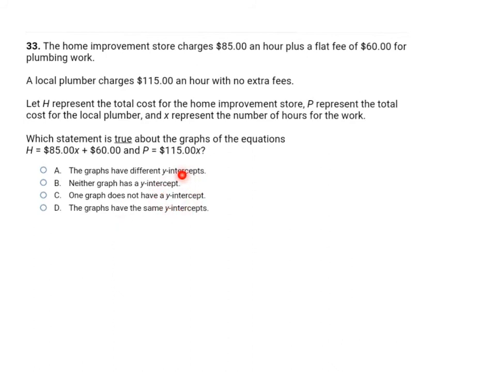So in here, they want to know what's true about their y-intercept. So remember, the y-intercept is the number by itself with no x, the constant number. So here, the y-intercept is $60. And here, it's not written, so you assume it's a +0. So our y-intercept there is 0. So these graphs are going to have different y-intercepts, which is letter A.